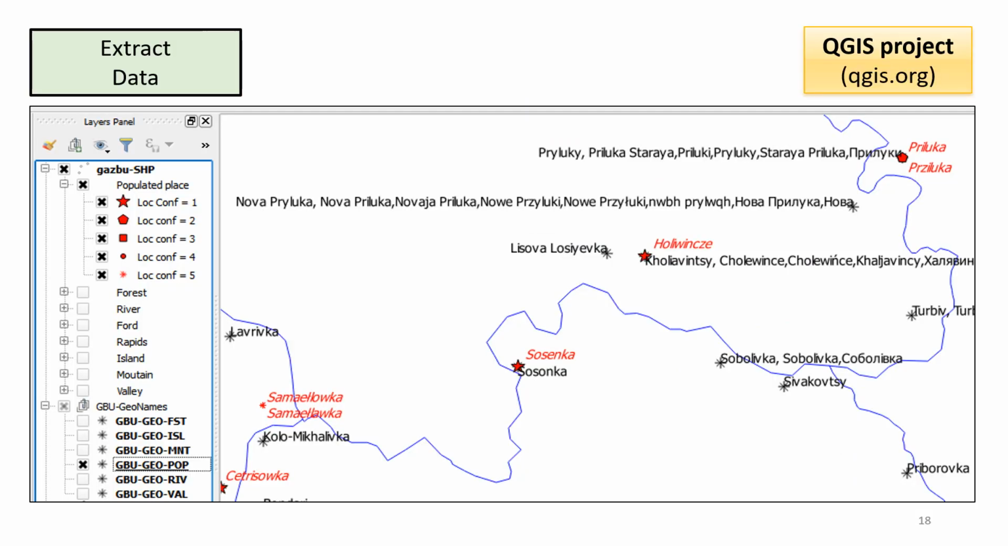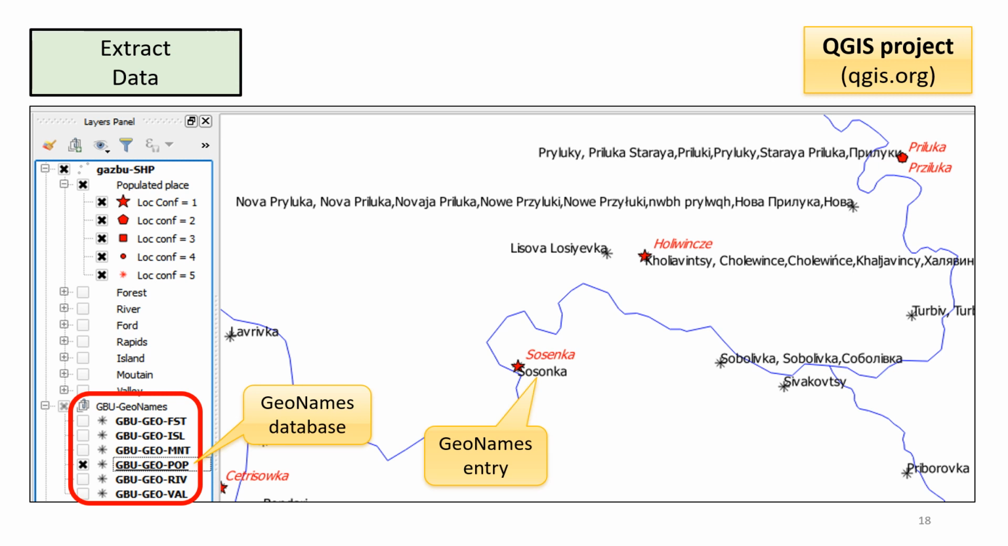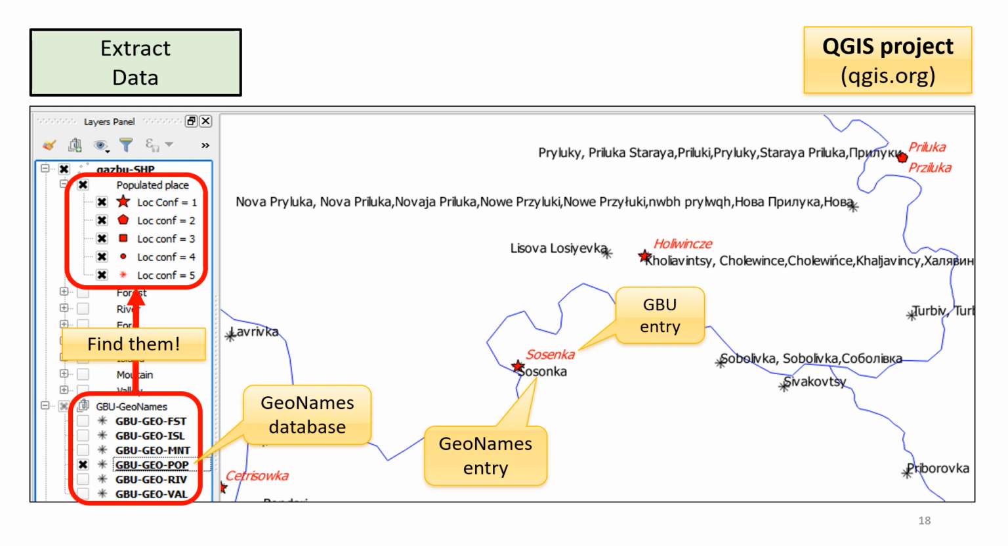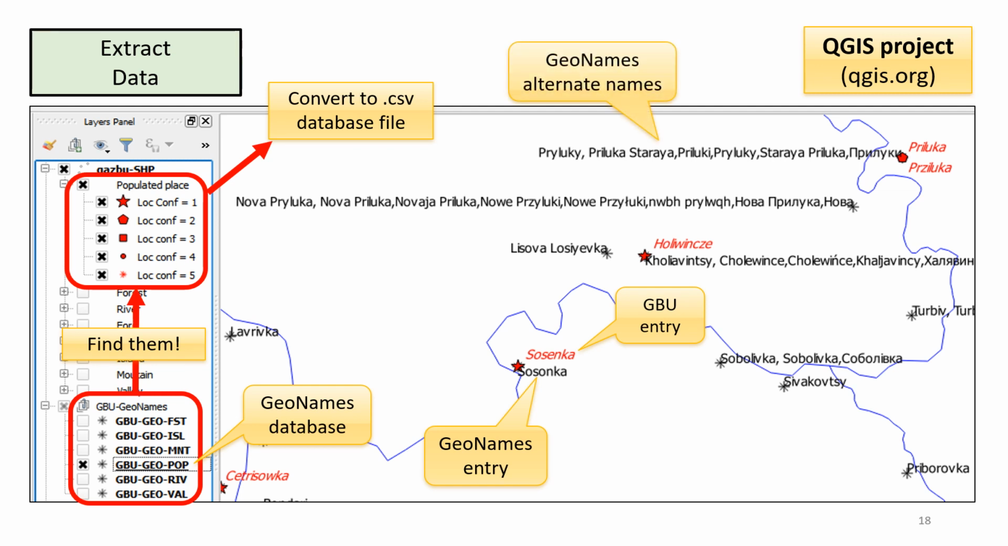Moving on to data extraction, our tool for locating Beauplan places is QGIS, a free geographic information system. Here, we see the GeoNames database that we downloaded, now loaded as a layer into a QGIS project. As we associate Beauplan places with GeoNames places, we add them to a QGIS shapefile layer, which we ultimately convert to a CSV format database file. Note again that the GeoNames database includes alternate place names, which can be very helpful in finding Beauplan places.